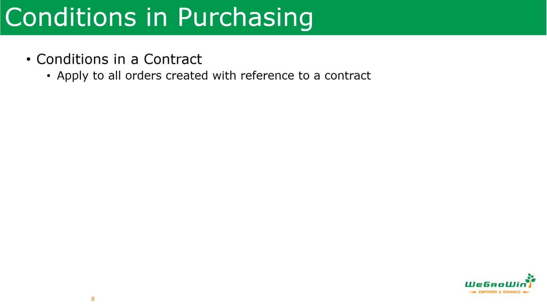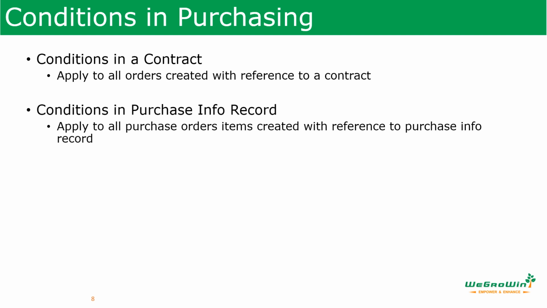There are three types of conditions used in purchasing. That is the conditions in the contract. Conditions in the contract apply to all contract release orders created with respect to the contract. Then we have conditions in purchase info record. They apply to all purchase orders created with the material, with reference to the particular purchase info record.